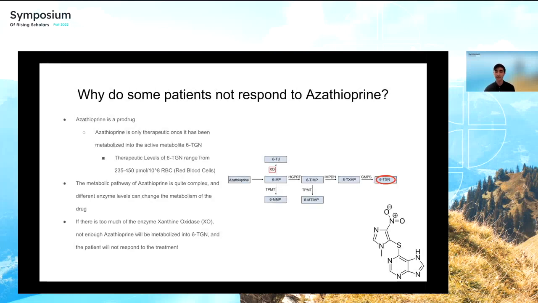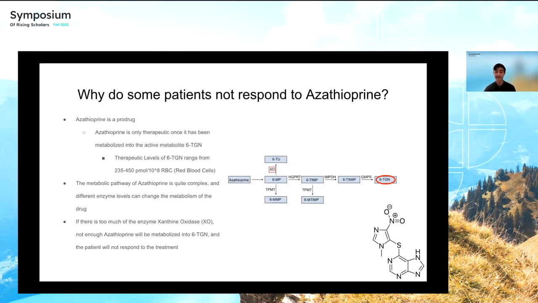So why do some patients not respond to azathioprine? Well, it's important to know that azathioprine is a prodrug, which means by itself, it's inert. It doesn't do anything. It's only therapeutic once it has been converted into the metabolite 6-TGN, which is active. And this will become important later, so I'm going to say it now: therapeutic levels of 6-TGN range from 235 to 450 pmoles per 10^8 red blood cells.